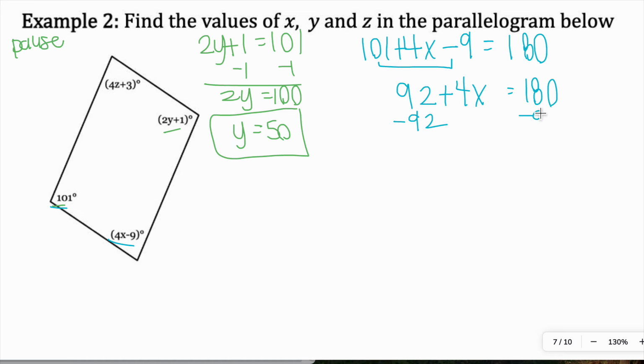Subtract 92 from both sides. I'm going to get 4x is equal to 88, and then dividing both sides by 4, I'm going to get x equaling 22.